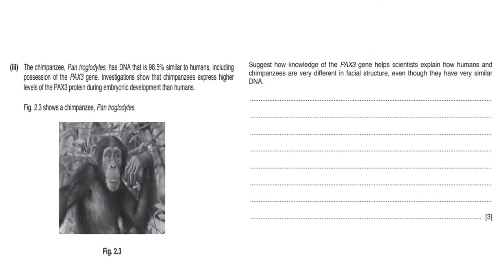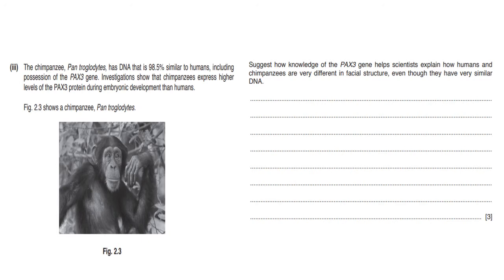Okay, let's look at B3. Then it says here the chimpanzee Pan troglodytes has DNA that is 98.5% similar to humans, including possession of the PAX3 gene. Investigations show that chimpanzees express higher levels of the PAX3 protein during embryonic development than humans. And so suggest how knowledge of the PAX3 gene helps scientists explain how humans and chimpanzees are very different in facial structure, even though they have similar DNA.